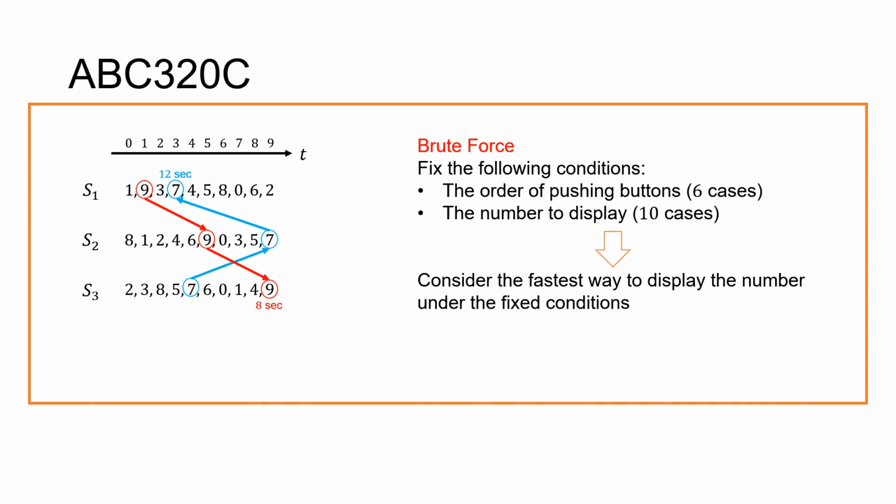At first thought, you notice that the reels are just 3 and the size of the arrangement of each reel is also small, that is 100. So we solve the problem with a brute force algorithm. We try every order of pushing buttons and every number to display, and then consider the fastest way to display the fixed number with a fixed order.